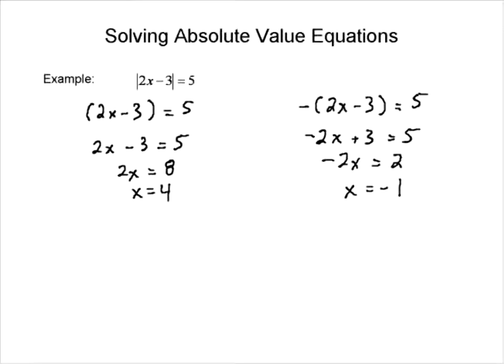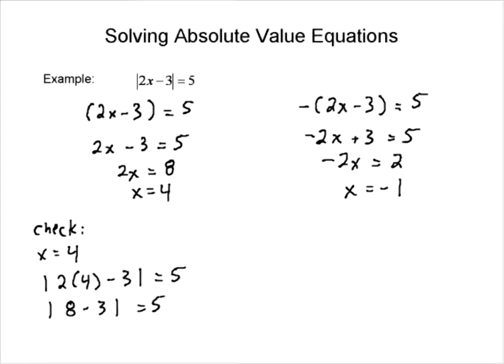Now, we always have to check to make sure that our solutions are correct. So let's check x equals 4. All you do is take 4 and put it back into the original absolute value equation and see if it solves the original equation. So, absolute value of 8 minus 3. Is that equal to 5? Well, of course, the absolute value of 5 is equal to 5. So we know that x equals 4 is the solution.